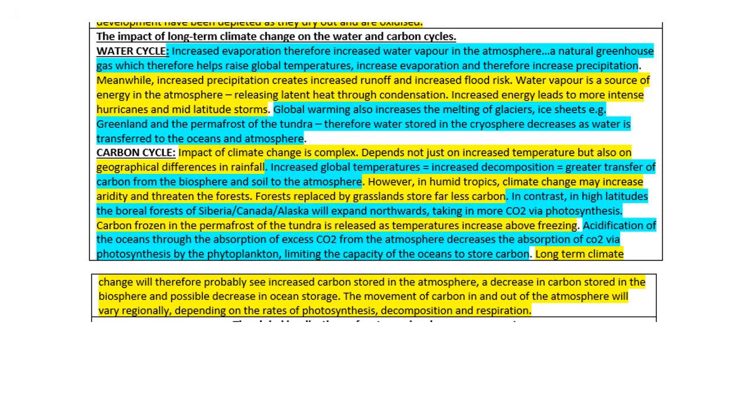The carbon in the permafrost will be released as the temperatures rise, and this will lead to acidification of the oceans as excess carbon from the atmosphere diffuses into the oceans. The phytoplankton won't be able to photosynthesize, which will limit the capacity of the oceans to store carbon. So long-term climate change will see increased carbon in the atmosphere, decreased carbon in the biosphere, and possibly decreased in the ocean. And the movement of carbon in and out of the atmosphere will vary regionally depending on the rates of photosynthesis, decomposition, and respiration.